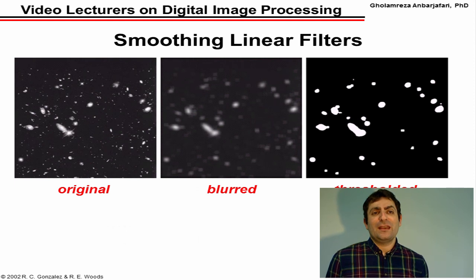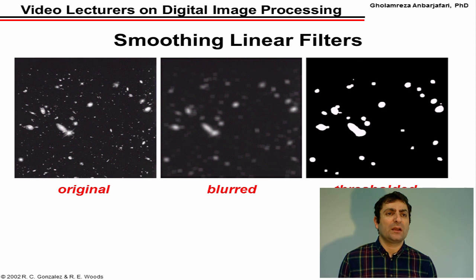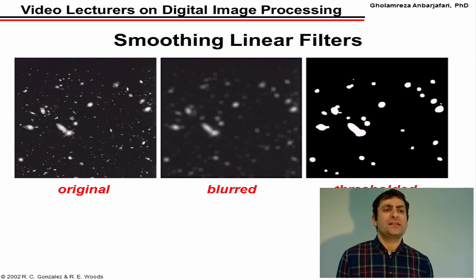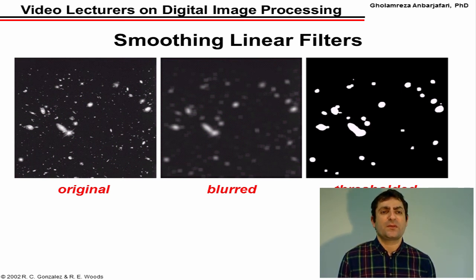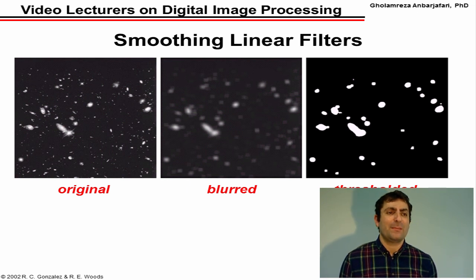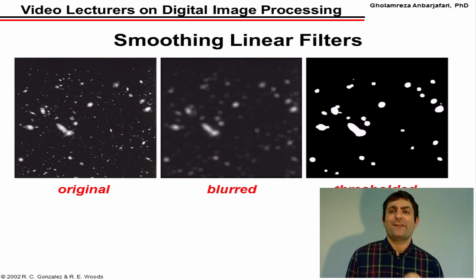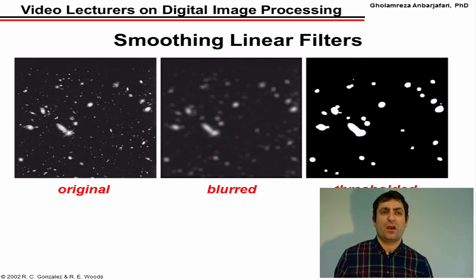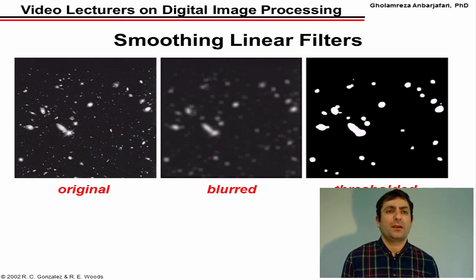Smoothing is actually used in order to segment out some part of an image. Here you see an image from the Hubble Space Telescope. And in the image in the middle, you see the image processed by a 15 by 15 averaging mask. And on part C, which is on your right, you see the result of the thresholding. In other words, after the smoothing, we are using the thresholding in order to convert the image into black and white. Then, this one can be used as a general mask in order to segment out some part of the image.